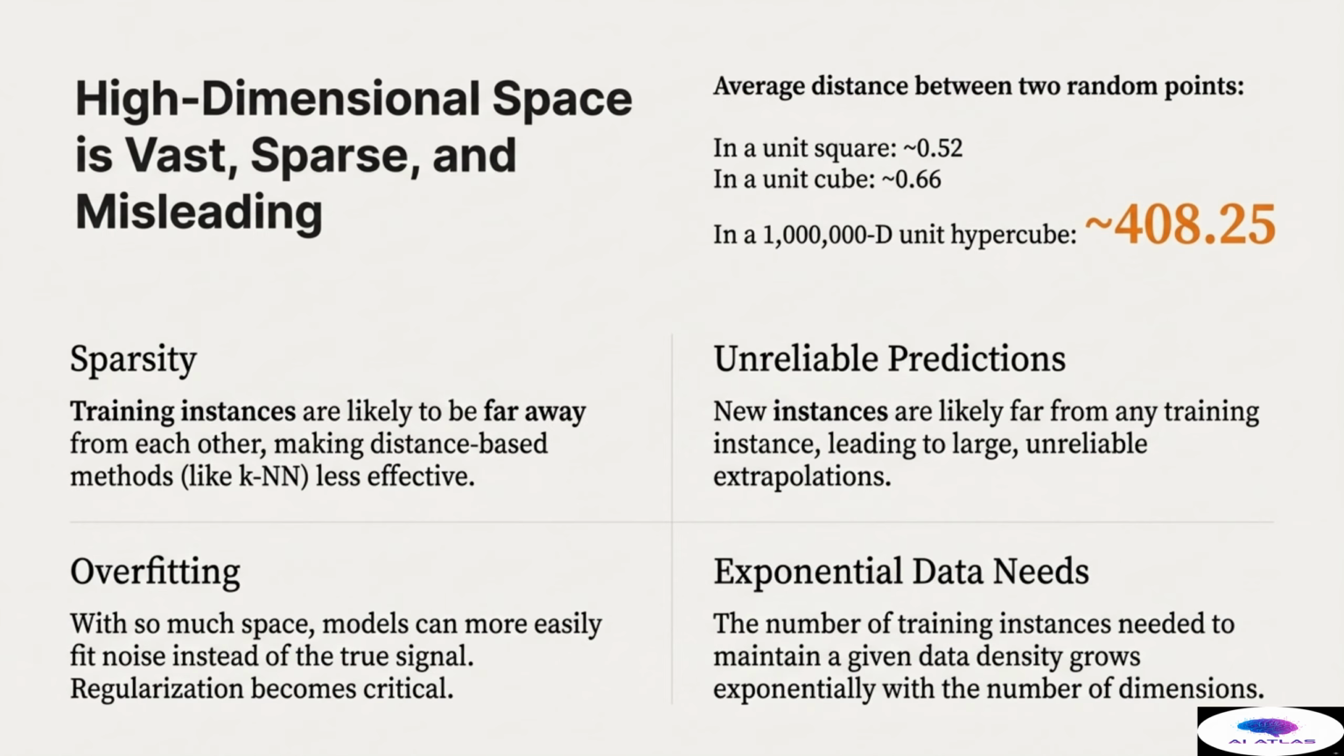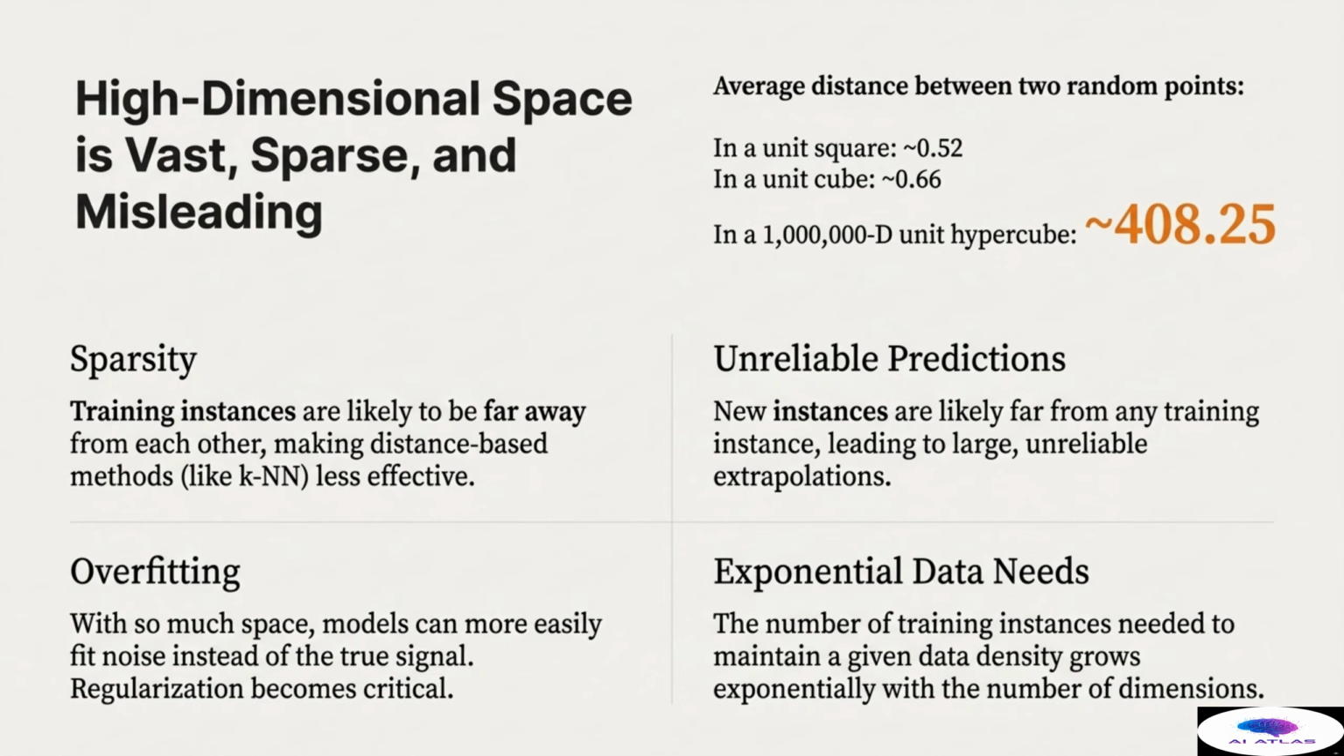The second is overfitting. With so much empty space for the model to maneuver, models can more easily fit noise and spurious correlations instead of capturing the underlying true signal. Consequently, regularization techniques become absolutely critical when dealing with wide data. The third consequence is unreliable predictions. Since any new instance you feed the model is likely far from any training point it has ever seen, the model is forced to make large, unreliable extrapolations.